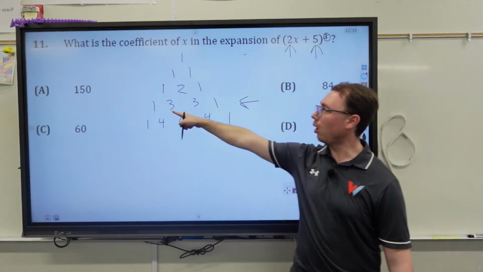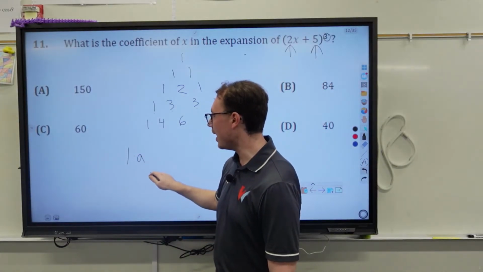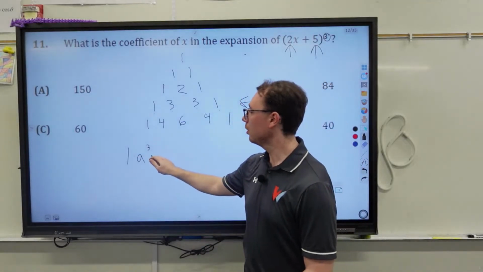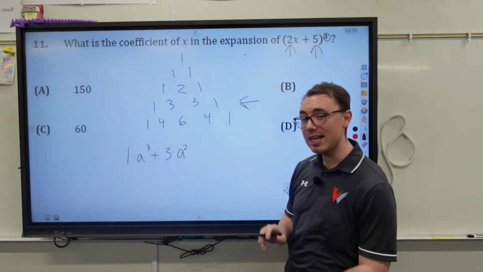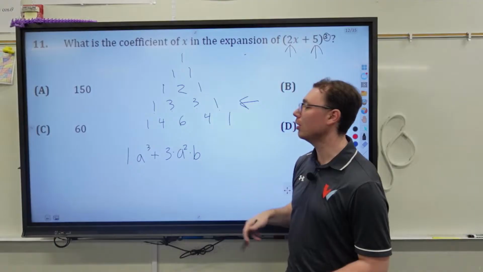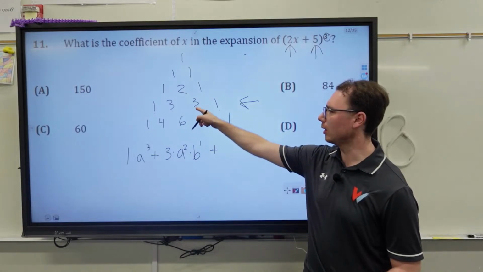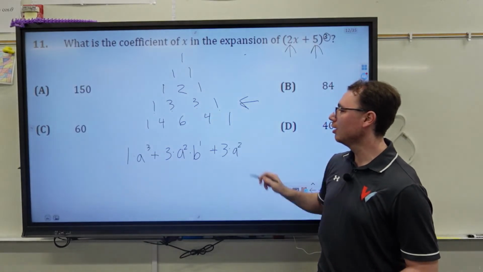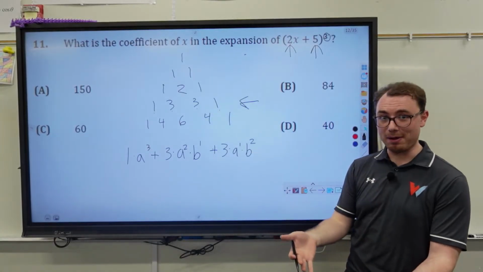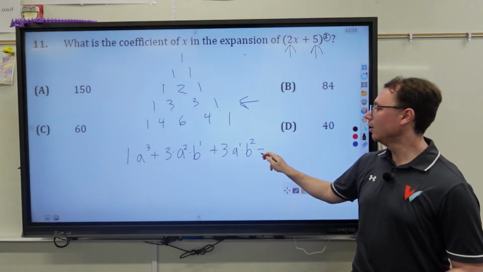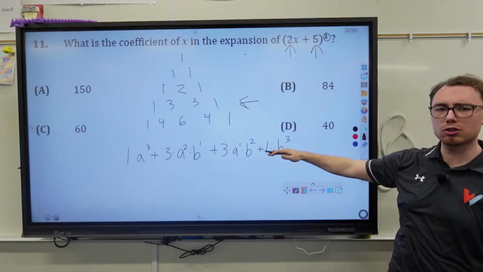So for that number 1 right here, all we're doing is we're taking 1 times a to the third power, plus, for this 3 here, 3 times a to the second power times b to the first power. We can see a pattern slowly start to emerge. Plus 3 again, 3 times a to the first power times b to the second power. And then this last term here, 1 times b to the third power. This is how we run through Pascal's triangle very quickly.